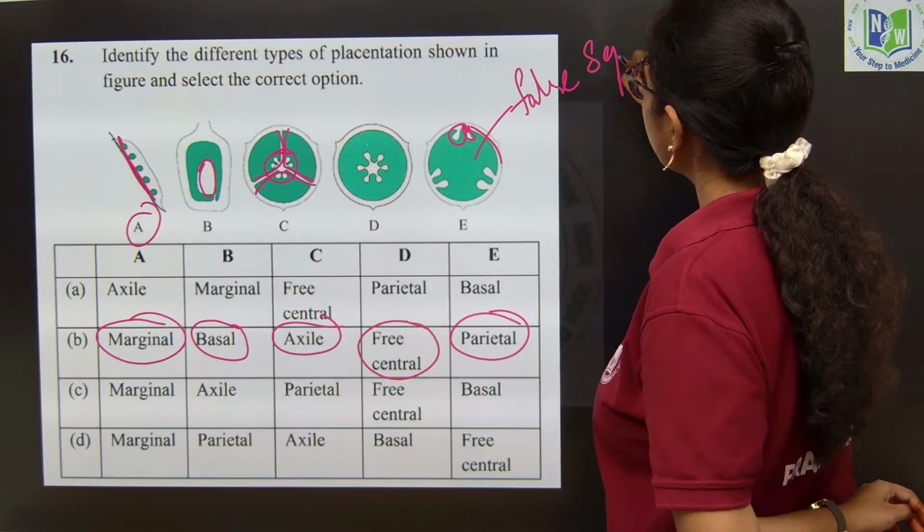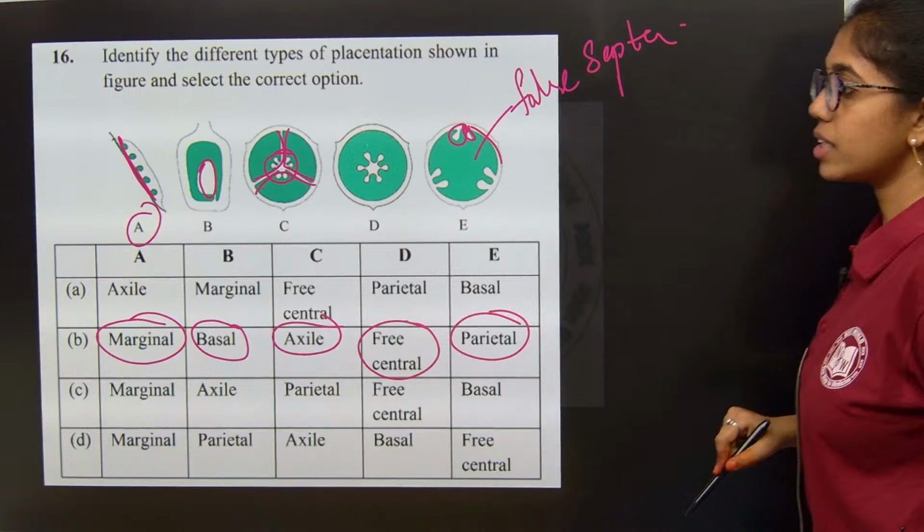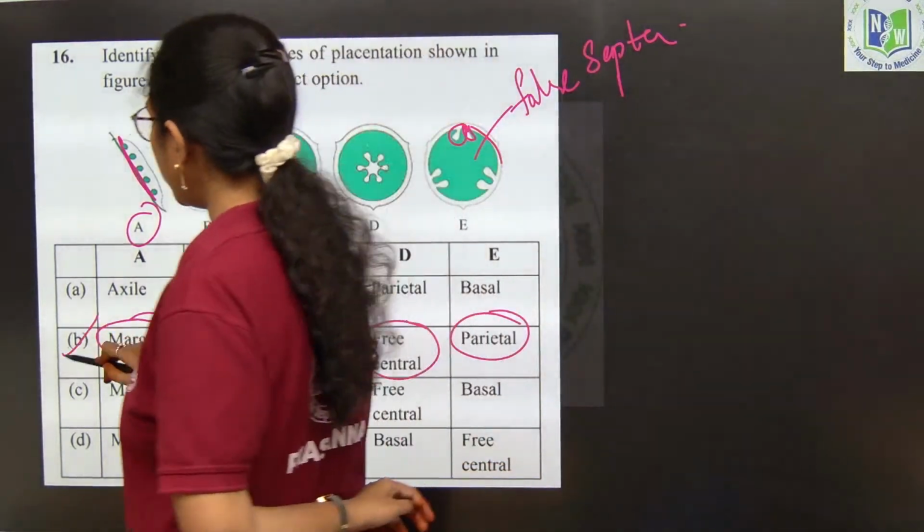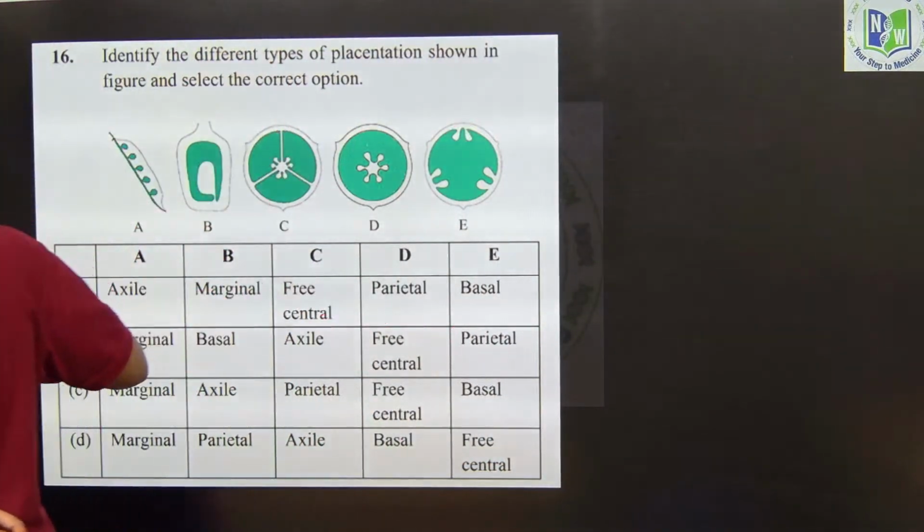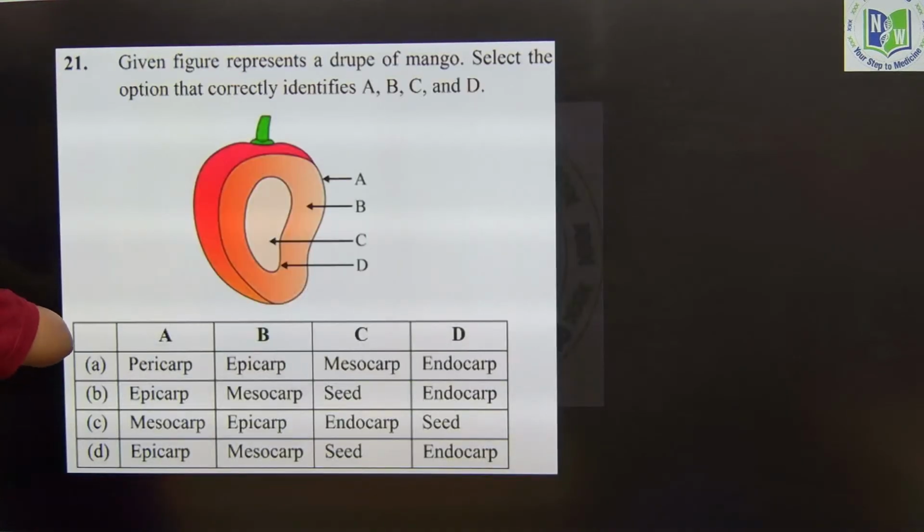Okay, false septa. So here what is the right answer? Option B is the right answer over here. Next question you look into, beta. This is about fruit.